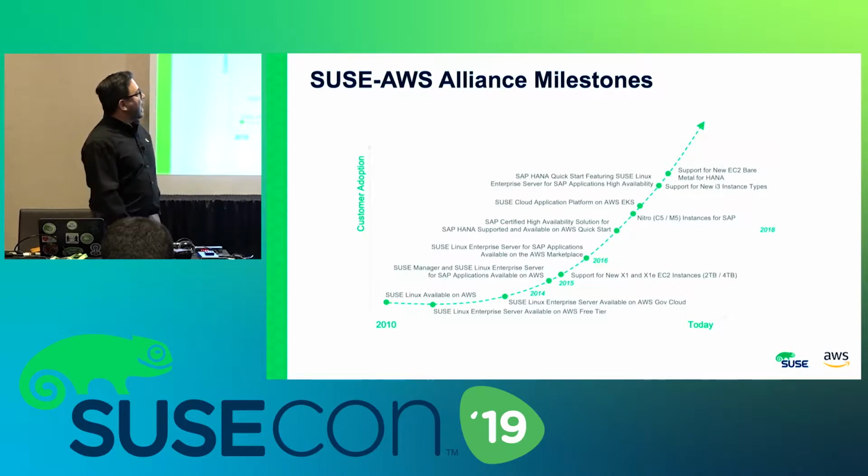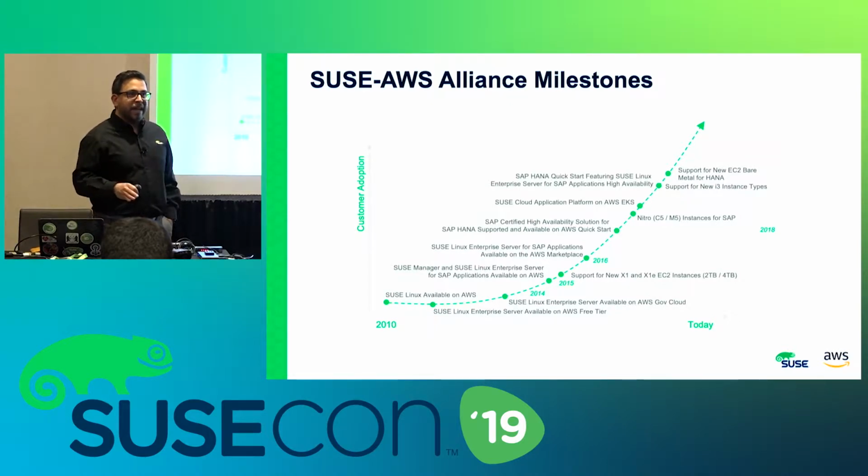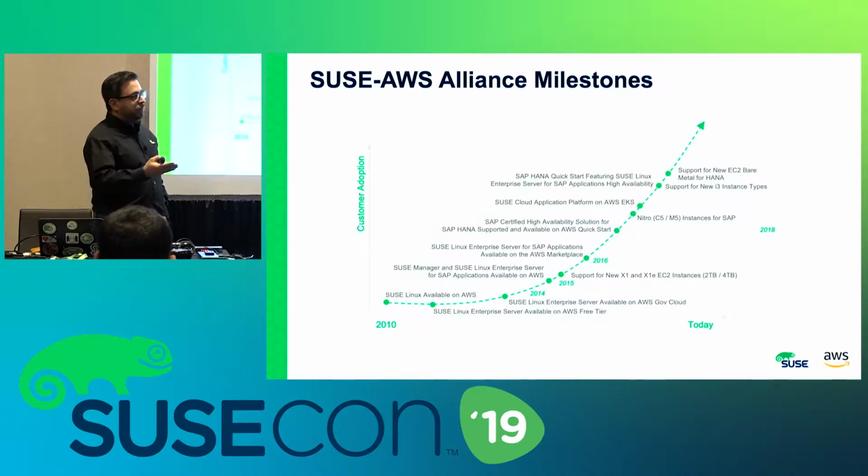So if you look at the milestones, we've been working with AWS for almost 10 years. We were the first enterprise Linux distribution available on AWS, and we do have a public cloud engineering team that focuses on bringing those SUSE solutions onto AWS. So if there are driver updates, kernel updates, anything that is required, we have a public engineering team that's focused on that. And these are just a few of the milestones. There's no way that we can put everything that we've done and accomplished together.